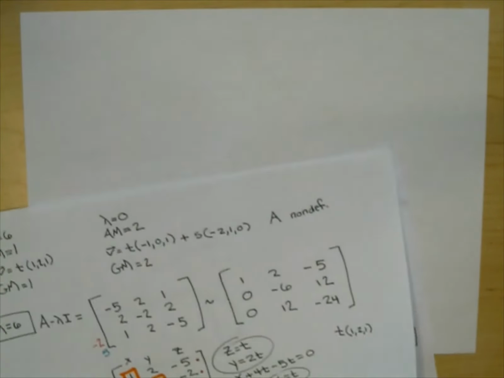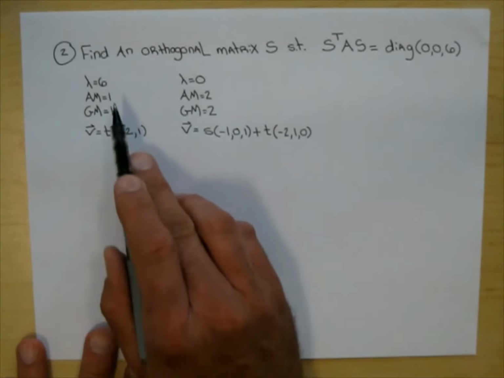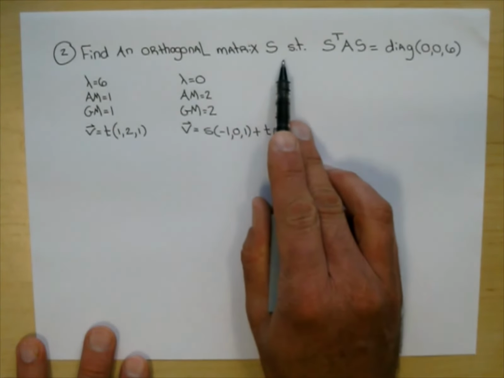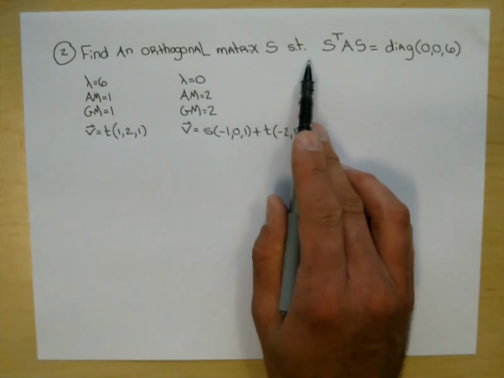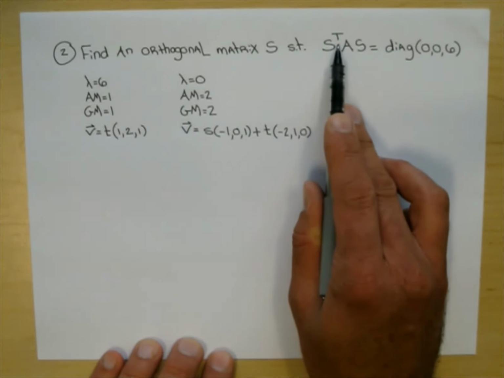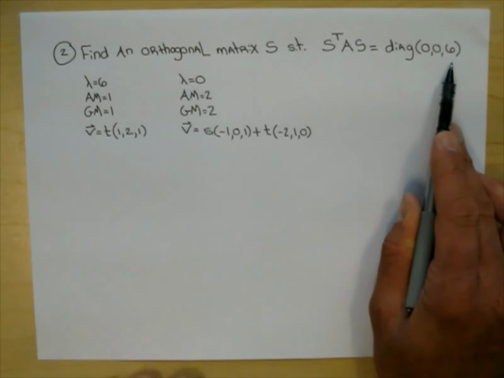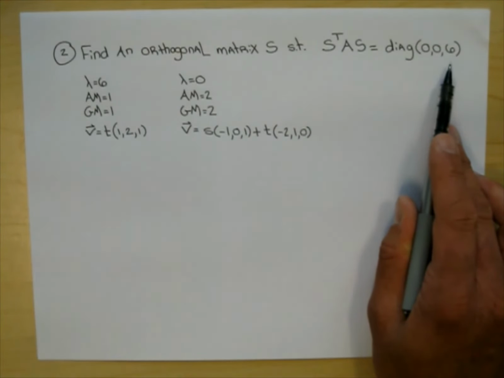Okay, we're going to continue, because you're probably thinking, what are we doing new in this section? You'll see here. Oh, here it is. So this is the problem we just did. Find an orthogonal matrix S such that S transpose A S equals diag(0, 0, 6). Okay, so we have some explaining to do.